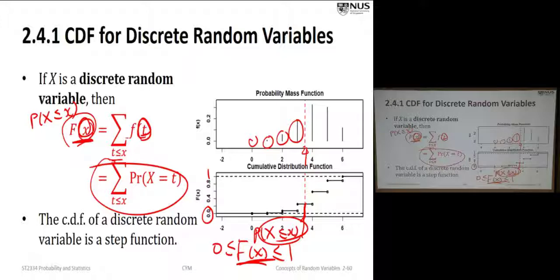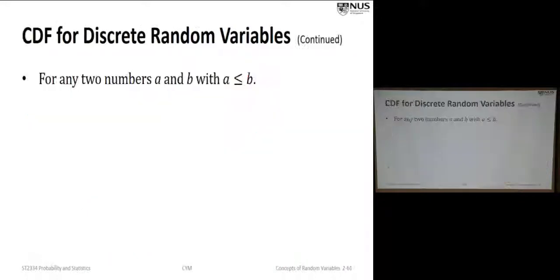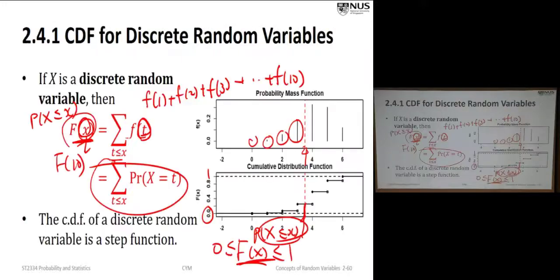For example, let's say x is 10. I want to know what is F of 10. Suppose f of x is only defined from 1 onward. Then what I have to do is add f of 1, f of 2, up to f of 10. That's what the summation sign means. The running index is represented by t: t equal 1, t equal 2, t equal 3, up to t equal 10. How do we pick these numbers? They are all less or equal to x, so t less or equal to x.